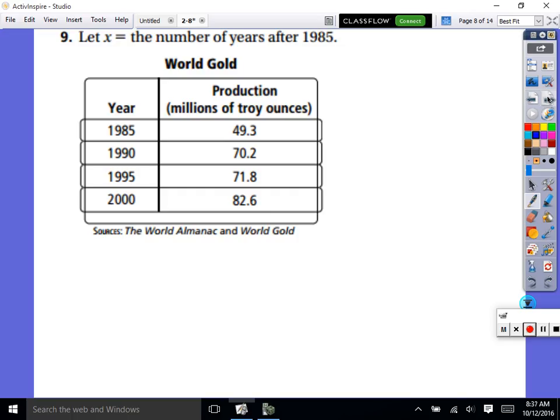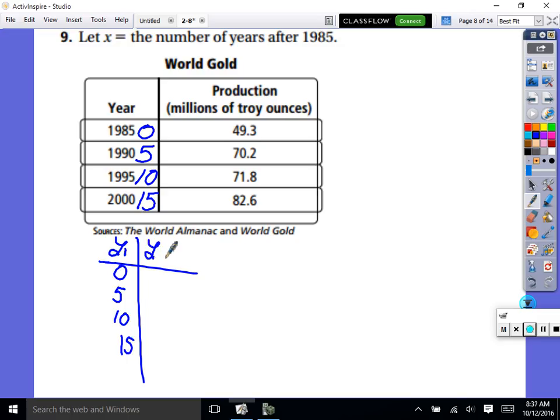So this is the important part. It says, let x be the number of years after 1985. So how many years is 1985 after 1985? 0, correct? And then this is 5 years after 1985, right? 10? Does everybody understand why? And then 15 years after 1985. So now we're going to literally go into list 1, type in 0, 5, 10, 15. In list 2, you'll type in the world gold production, so you'll type those in.